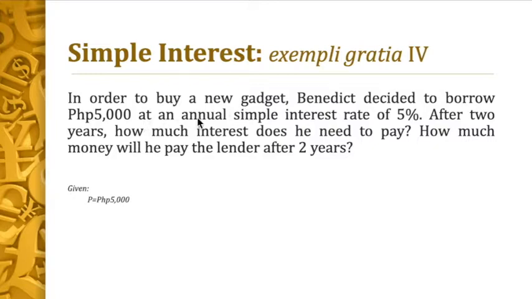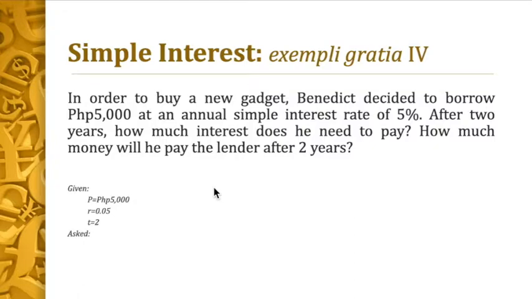After that, at an annual simple interest rate of 5%, that's very clear that it's the interest rate. And here in the given, I already translated that into decimal form. Again, 5% is 0.05 in decimal notation. Then after 2 years is written here in worded form, and we can see the number here in the last part. So that's clearly your t, which is equal to 2.